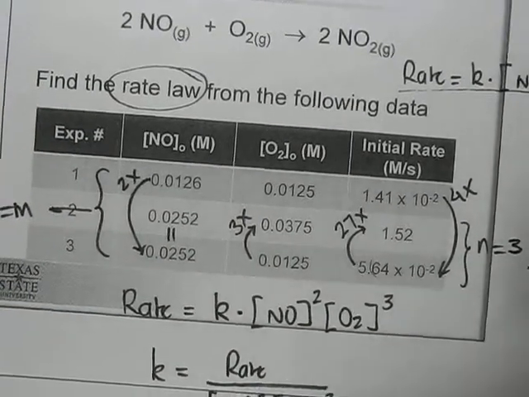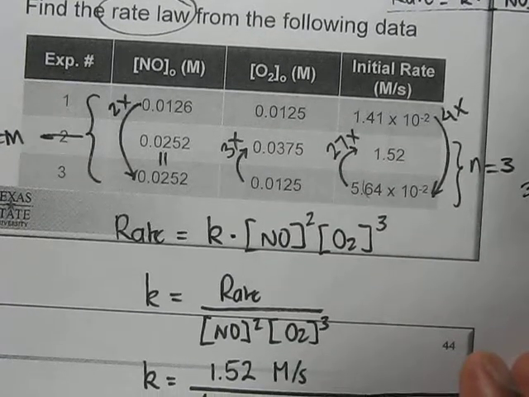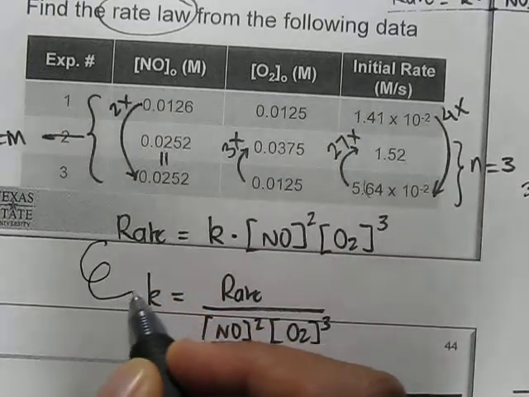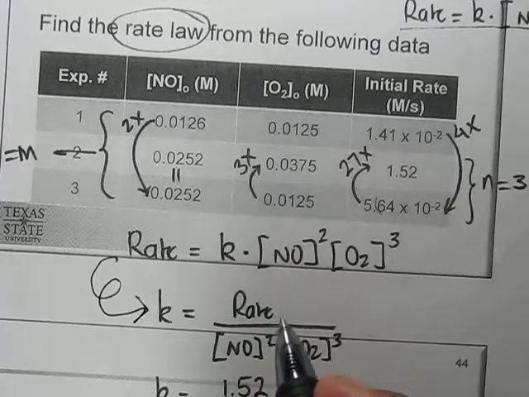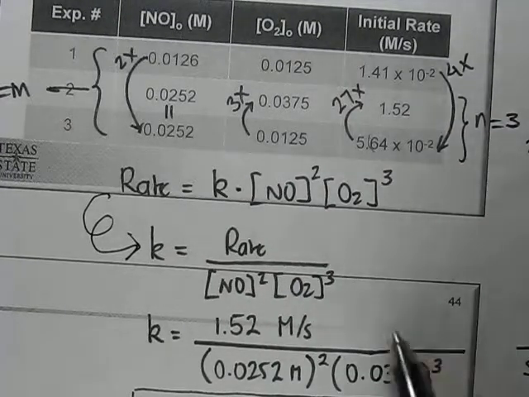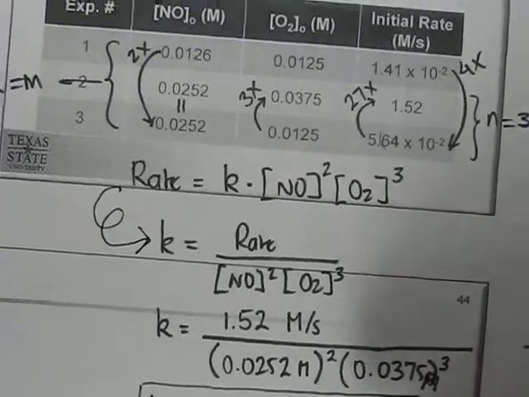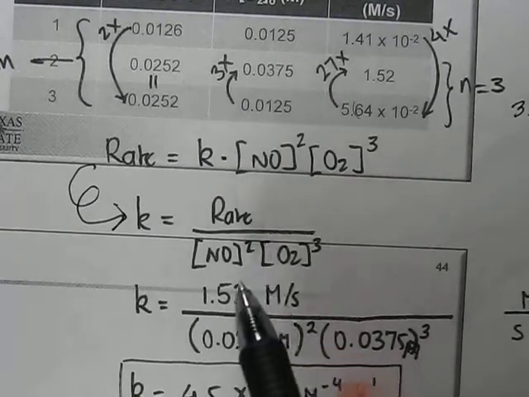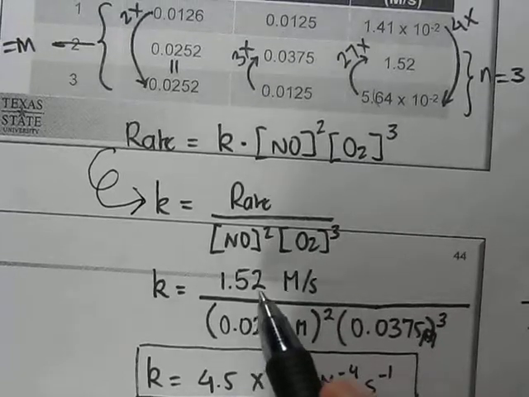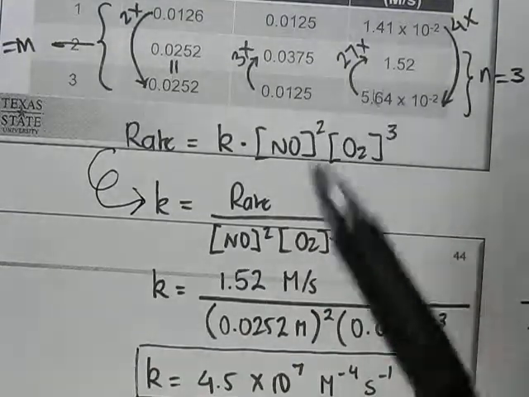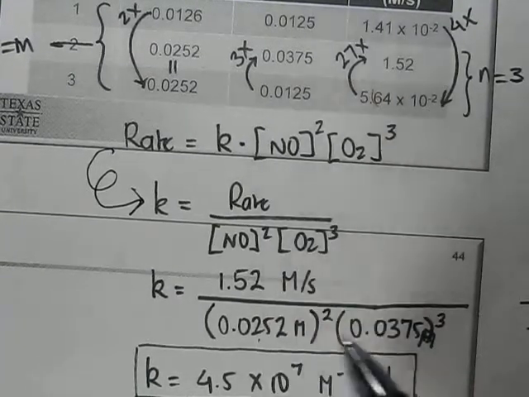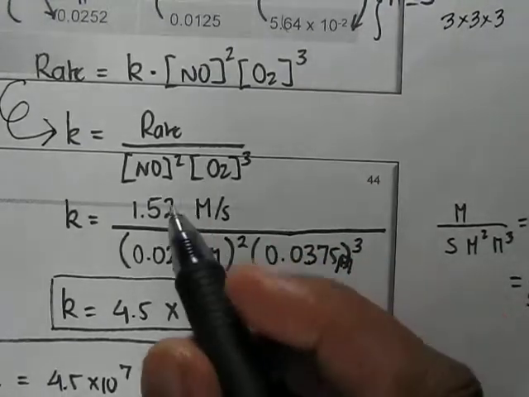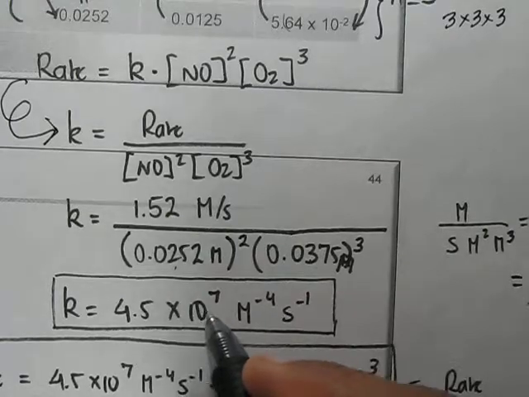So the question is over, but we have to write the unit of K also, and calculate the K also. So we can write K will be equal to rate, we can rearrange this equation. K will be equal to rate divided by one reactant with its order, second reactant with its order. We can choose any experimental condition from here. We choose the second experimental condition. We can write the values of each rate and reactant. So rate will be 1.52, this is from the second experiment with unit, and its concentration with units, oxygen concentration with units. Once you solve all the math, you will end up with 4.5 times 10 to the power 7.